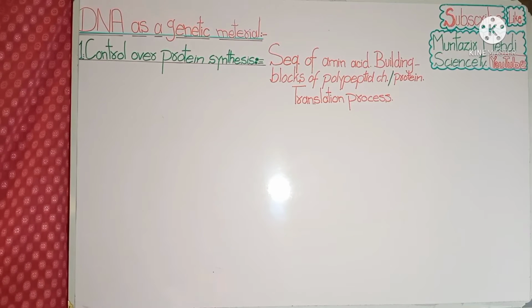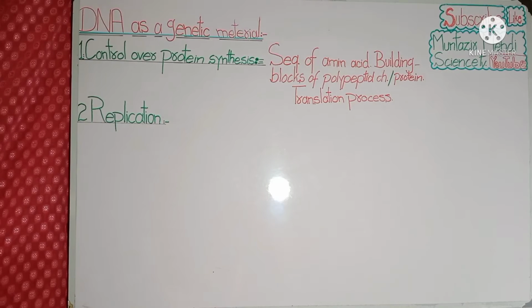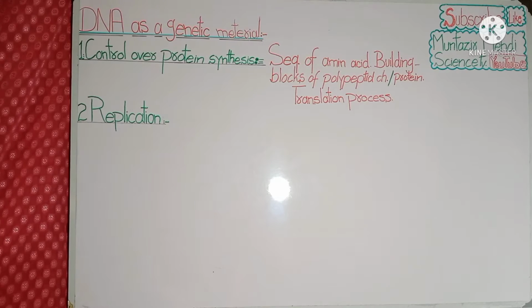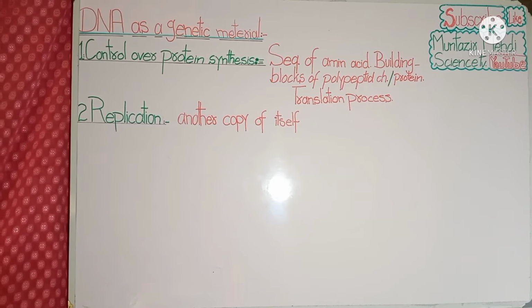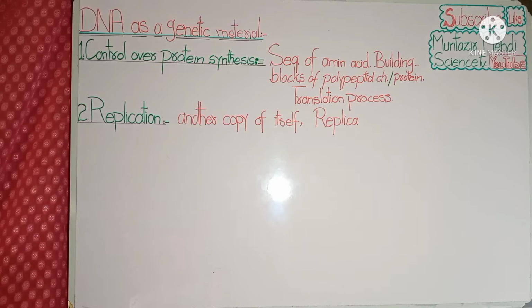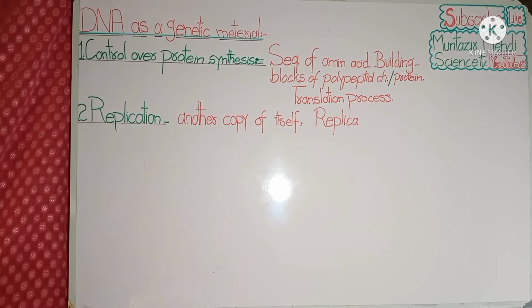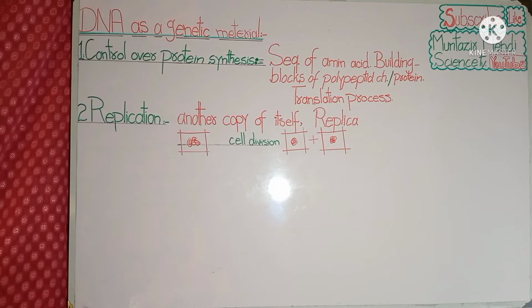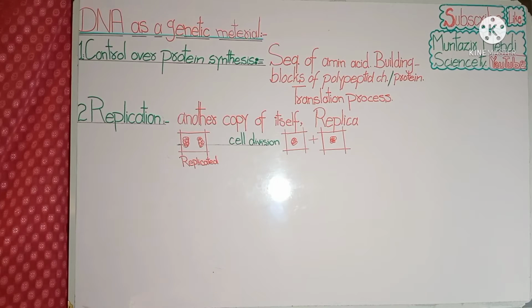The second important characteristic of the genetic material is replication. The genetic material must undergo the replication process before cell division. During replication, the genetic material synthesizes another copy of itself. Copy means replica. So it is necessary for the genetic material to synthesize another replica of itself. This replication takes place before cell division, during the S phase of the cell cycle. When the parental cell undergoes cell division and forms two daughter cells, both daughter cells receive a single copy of the genetic material that was already replicated in the parental cell.